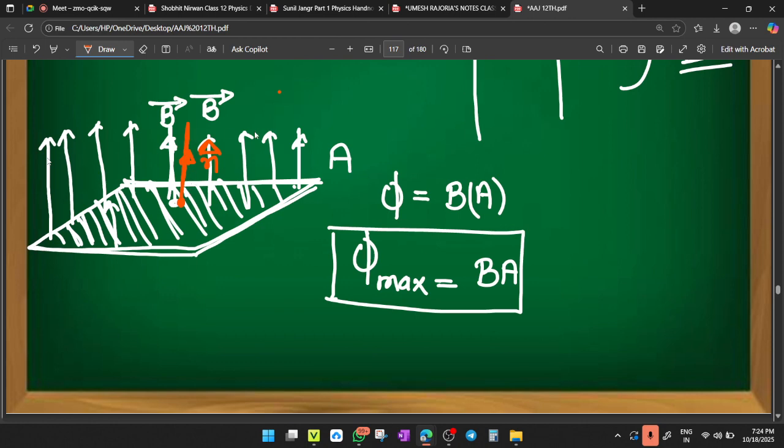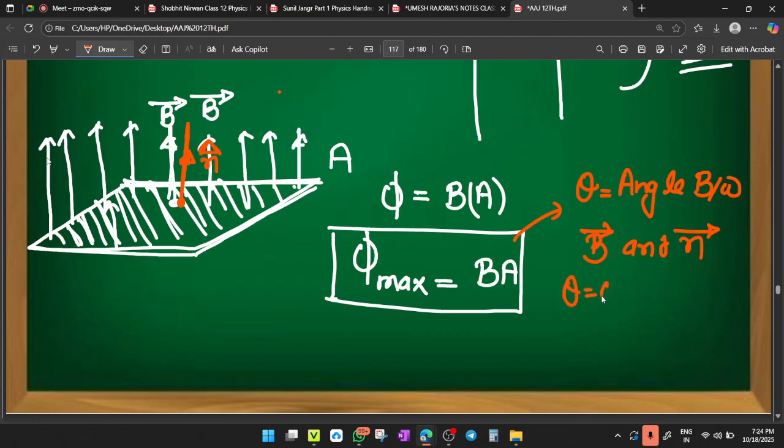Okay, see here, for maximum flux, what is the angle theta? Theta is equal to the angle between the B vector and the N vector. Clear, beta? So here the angle between the B vector and the N vector equals 0 degrees. Yes or no? Theta equals 0 degrees. Right?